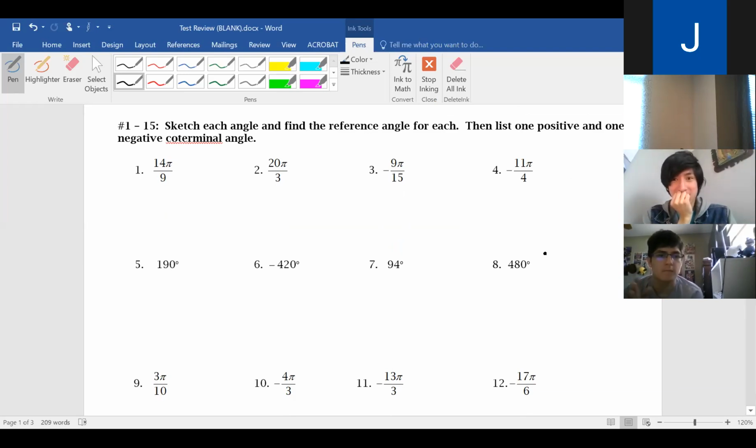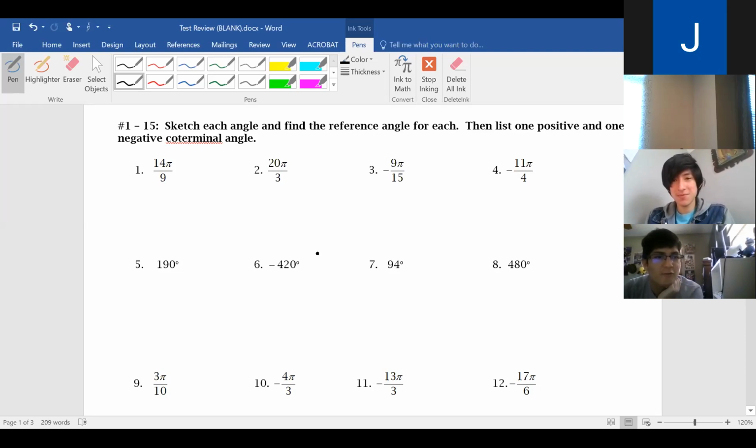Is there any particular questions that anybody has? No, nobody wants to ask a question. How do we find reference angle again?